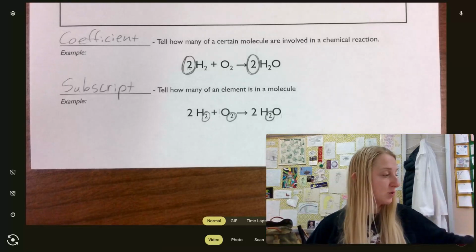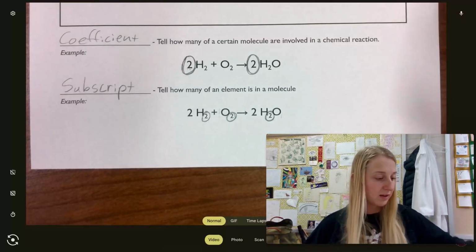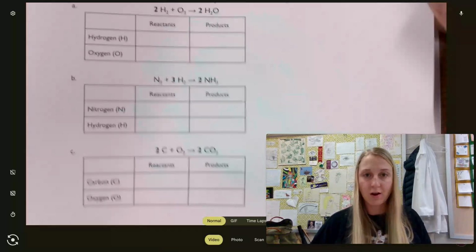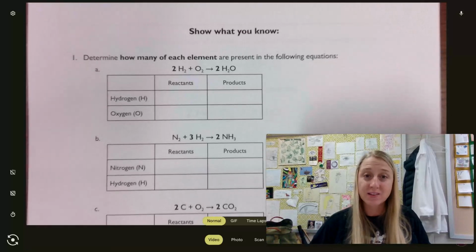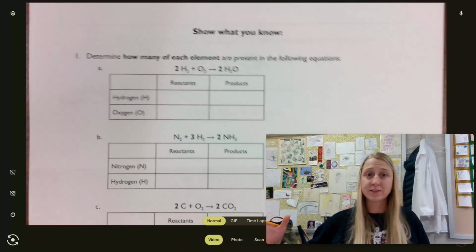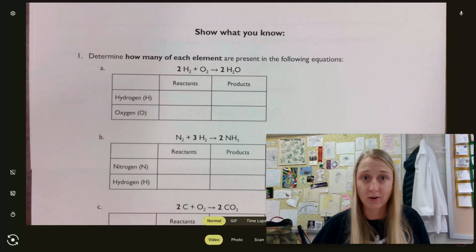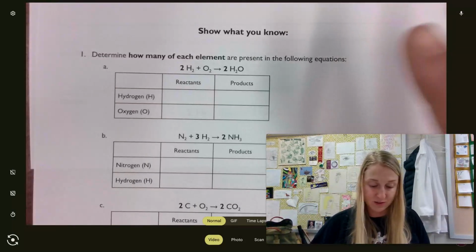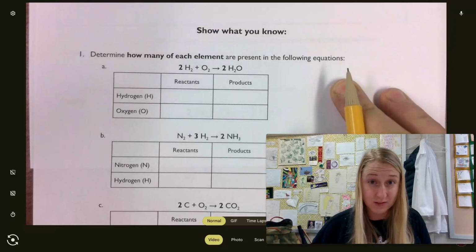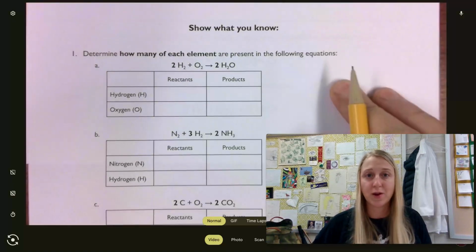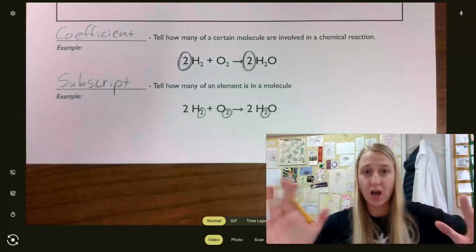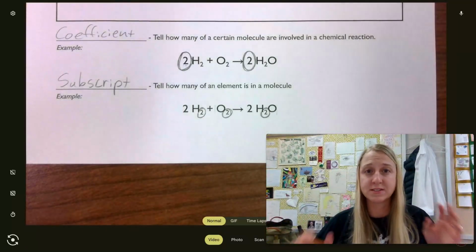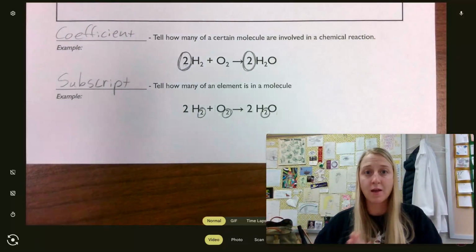So don't forget, you do have a show what you know on the back of this page, so don't forget to do that. Please, please, please ask questions. Ask me, ask your classmates. Don't stay stuck, okay? This is one of the more challenging things we have to do in chemistry. That's why I usually save it for about this time in the year when we've gotten warmed up in school and stuff. So it's challenging, I know. Please ask questions, and we'll get through it together, all right? Good luck.